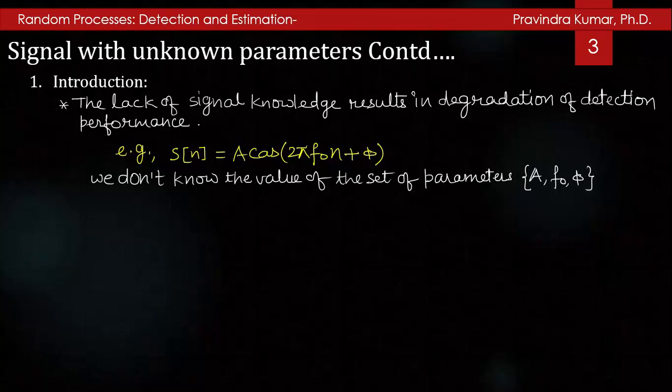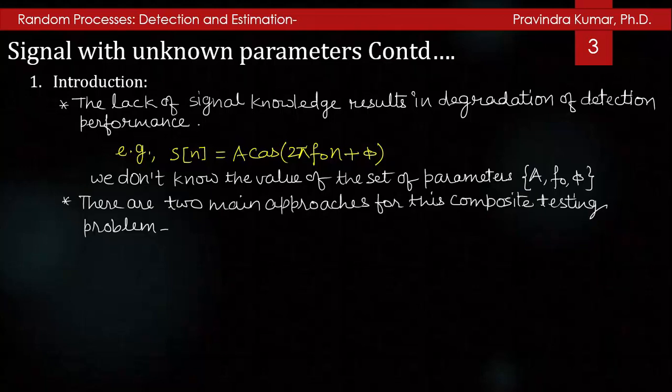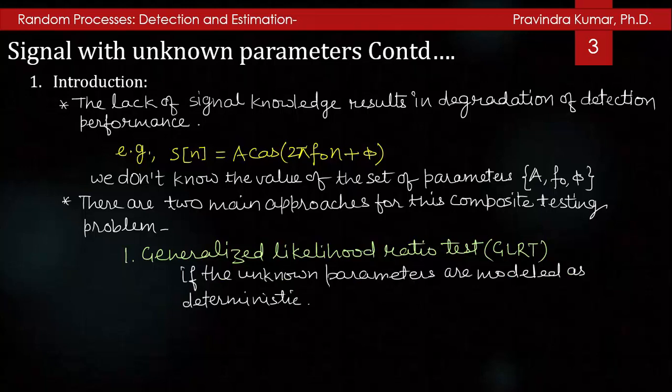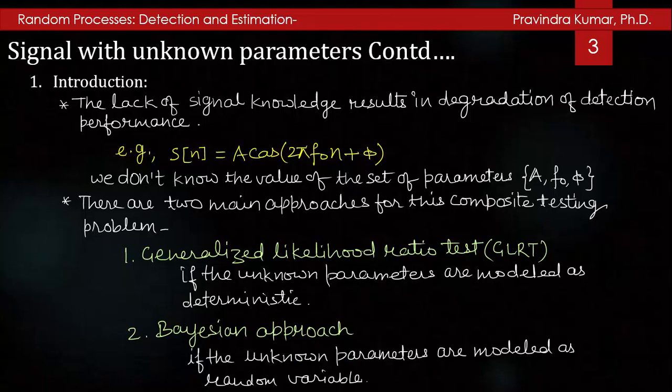We have discussed two main approaches in the composite hypothesis testing problem. The first is the generalized likelihood ratio test (GLRT). If the unknown parameters are modeled as deterministic, then we will use the GLRT. And if the unknown parameters are modeled as random variables, then we will use the Bayesian approach. These two methods have different philosophies, so direct comparison is not possible here.